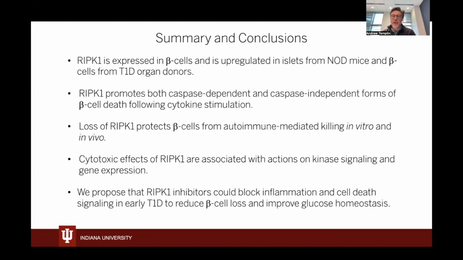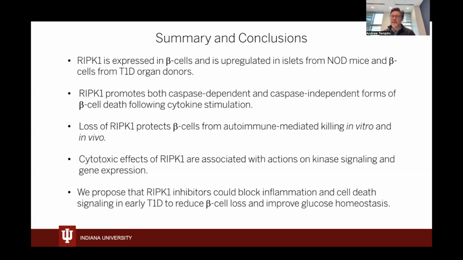So in summary, we showed that RIPK1 is expressed in beta cells and is upregulated in islets from NOD mice and beta cells from T1D organ donors. RIPK1 promotes both caspase-dependent and caspase-independent forms of beta cell death following cytokine stimulation. We showed that loss of RIPK1 protects beta cells from autoimmune-mediated killing in vitro and possibly also in vivo.